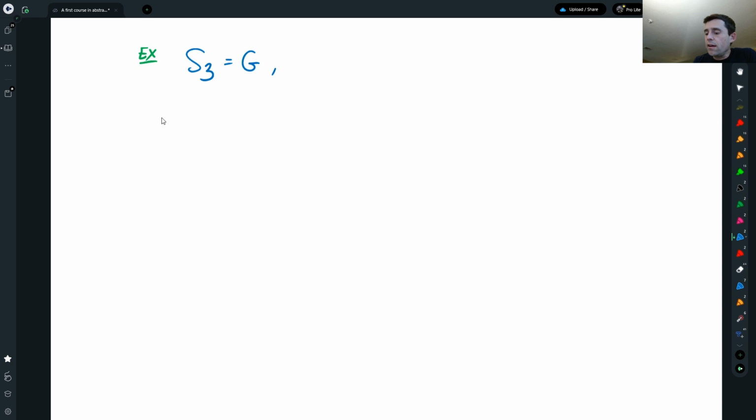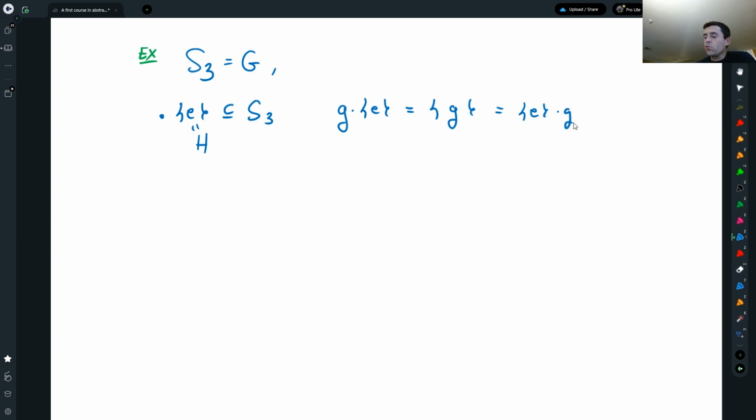So we've seen that, for example, the identity is a subgroup. If I take that to be H, G times the identity is just G times identity, so it's just this one coset. And that is the same as the identity times G. So that is normal. Great. The identity subgroup is always normal in the entire group.